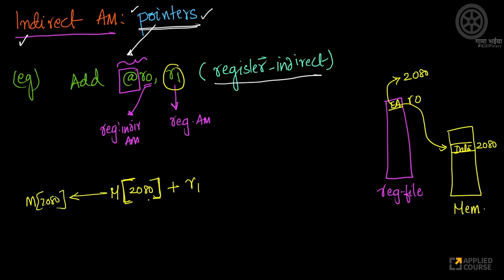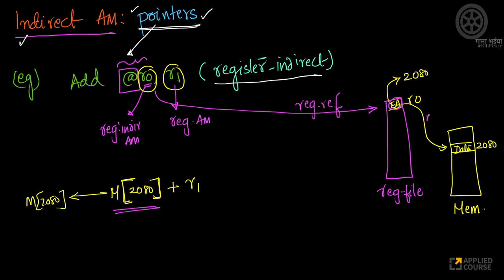Why are we using 2080? Because R0 here contains this. That's very, very important, right? So to actually obtain this value, first we have to do one register reference because we have to get the value stored here, which is 2080. Then we use this to do one memory reference. Look at this, there are multiple references that are happening here. The first reference here is a register reference.